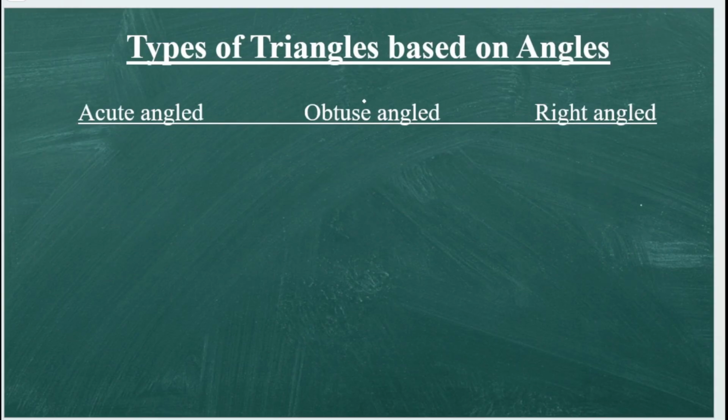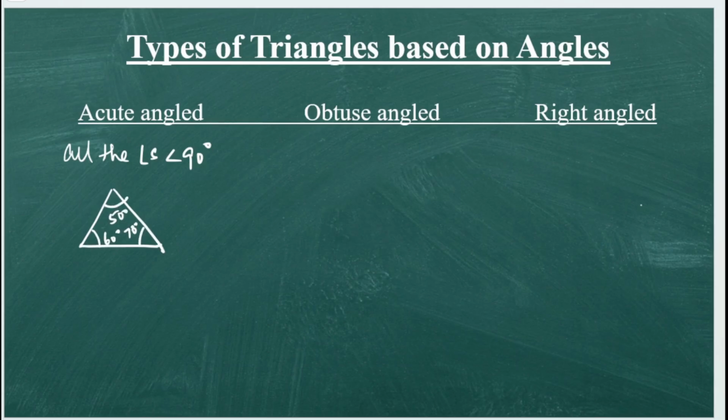Then we have three different types of triangles based on angles. What is an acute angle triangle? It's a triangle in which all the angles are less than 90 degrees. So suppose this is a triangle in which one angle is 50 degrees, one is 60 degrees, and the other one is 70 degrees. So you can see that all the angles are less than 90 degrees, and please ensure that the angles are not marked to scale, they are just rough sketches.